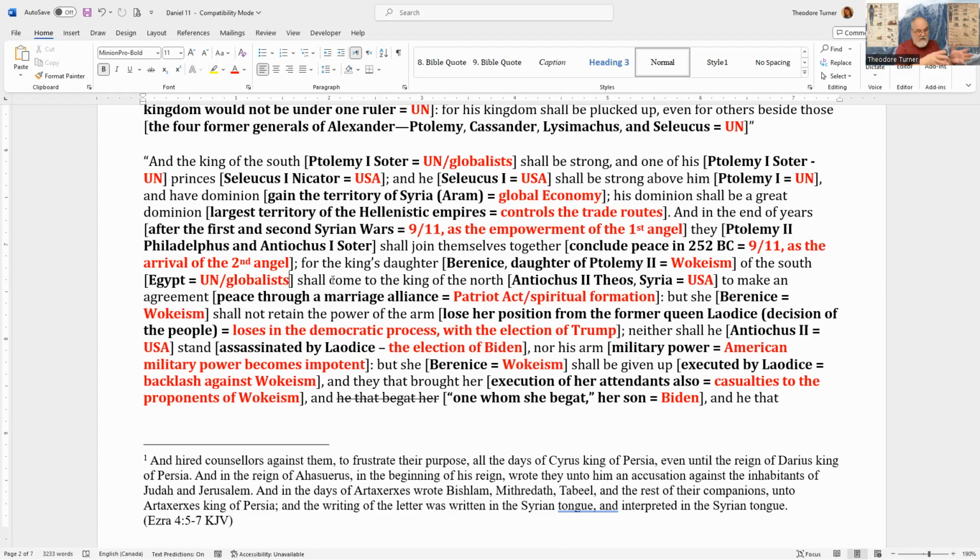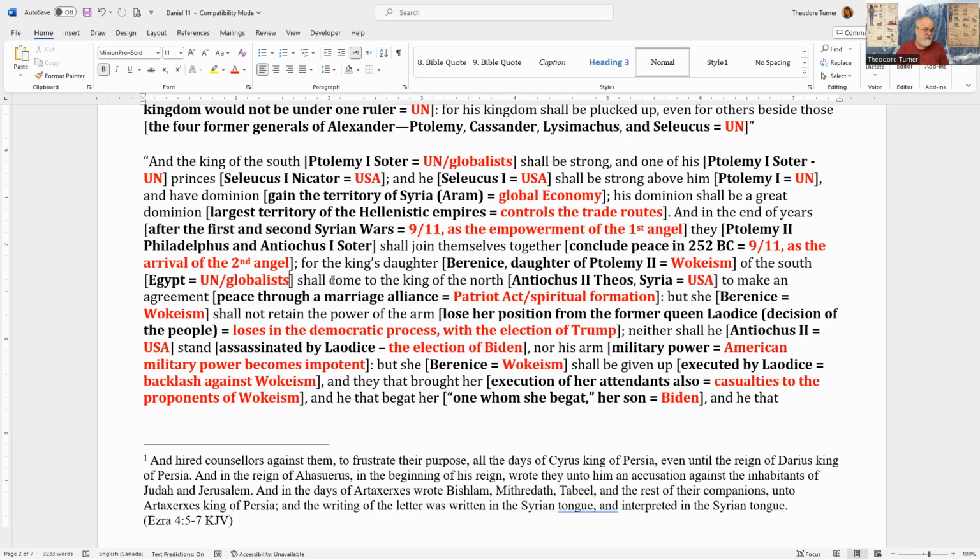Trump isn't one of the players in this line, per se, right? We're not representing him as either of the kings of the North. We tried looking at that, seeing if we could line these up with the kings, and it wouldn't work that way. But then we say, neither shall he, that's the USA. So Antiochus is representing the US, right? So neither shall he stand.